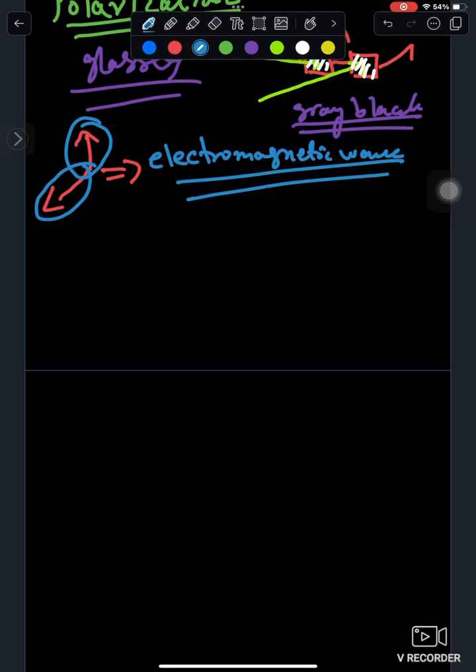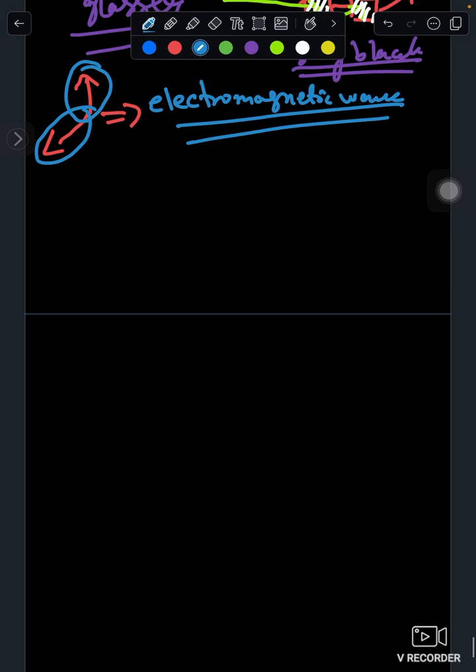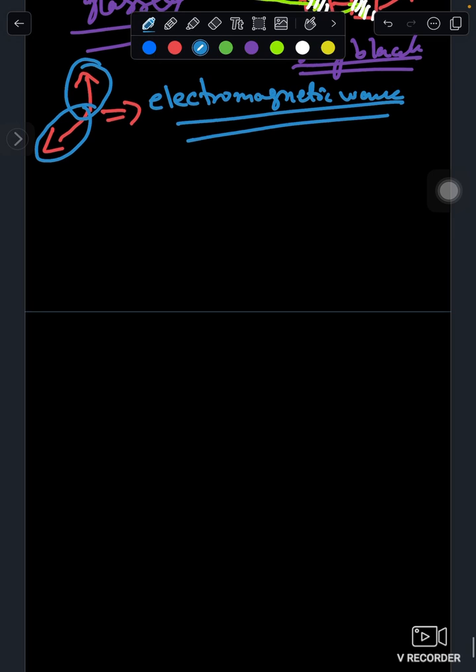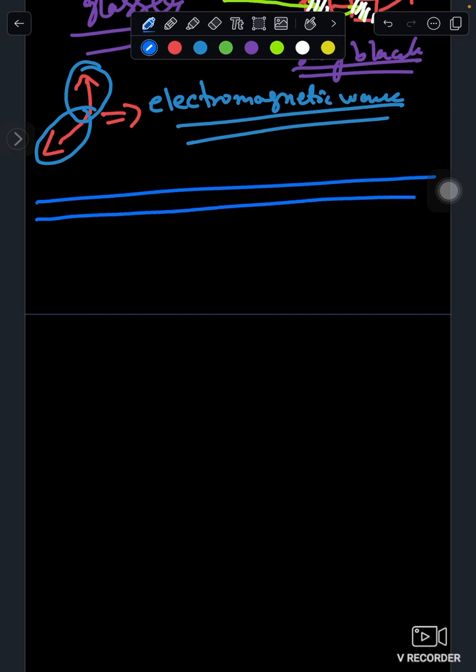While light waves are transverse and oscillate perpendicular to their direction of travel, the direction in which the electric field oscillates defines the wave's polarization. So polarization can be categorized in several ways. One is linear polarization, where the electric field oscillates along a single plane. First of all, let's talk about linear polarization.